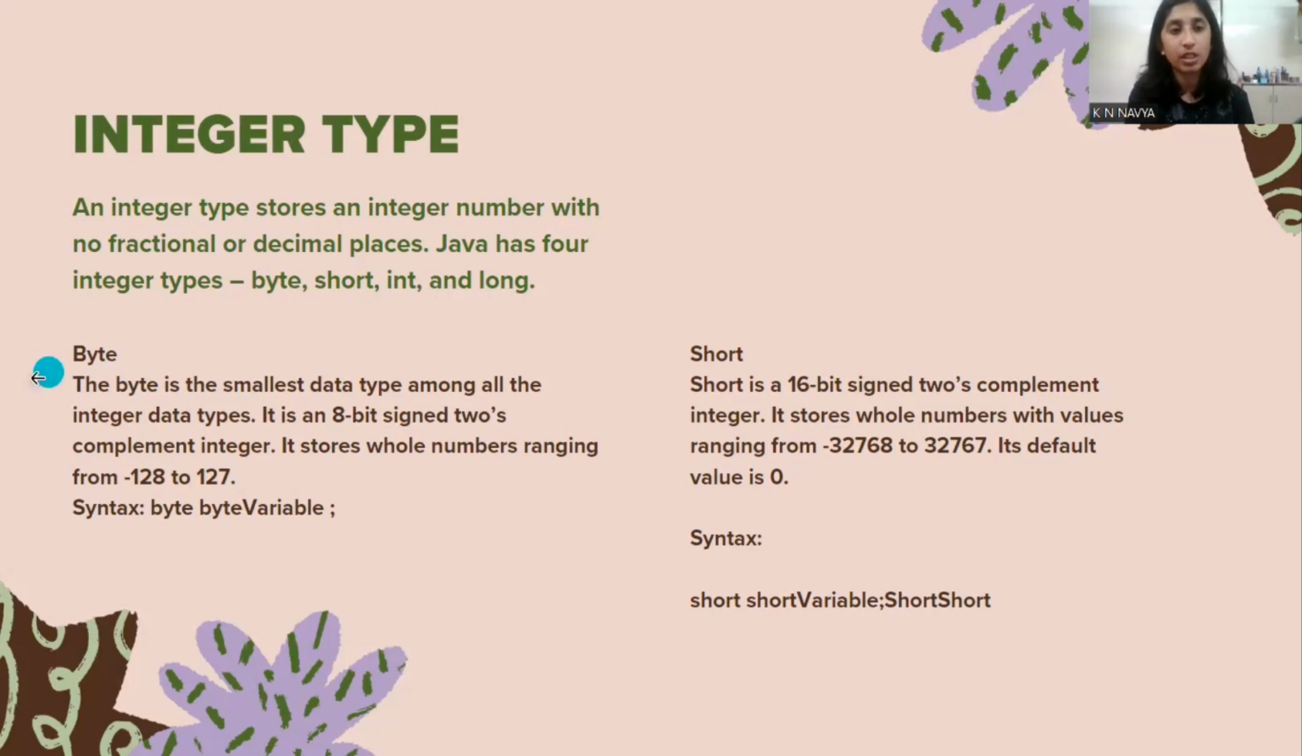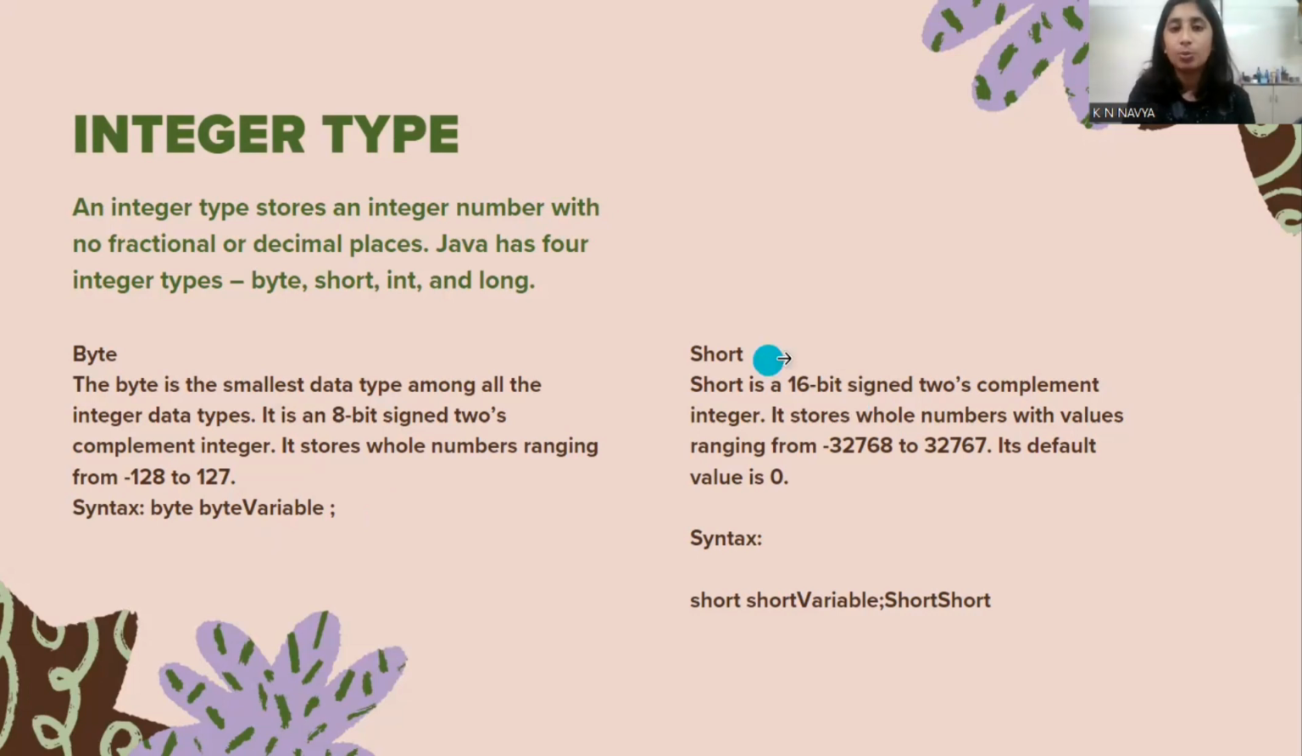The byte is the smallest data type among all the integer data types. It is an 8-bit signed two's complement integer. It stores only whole numbers ranging between minus 128 to 127. Here is an example of it, and here is the syntax.